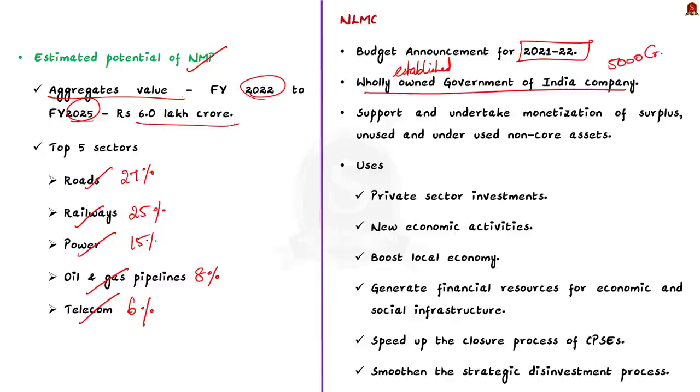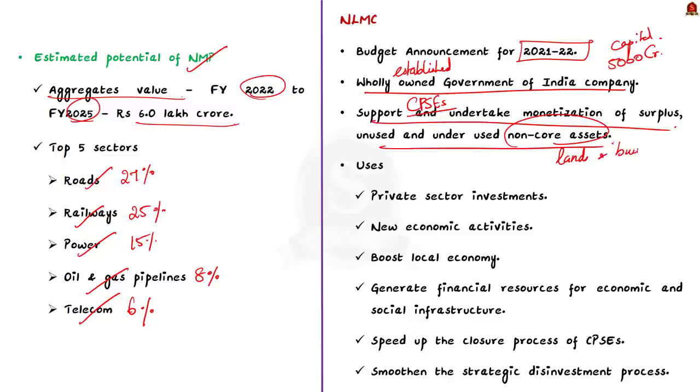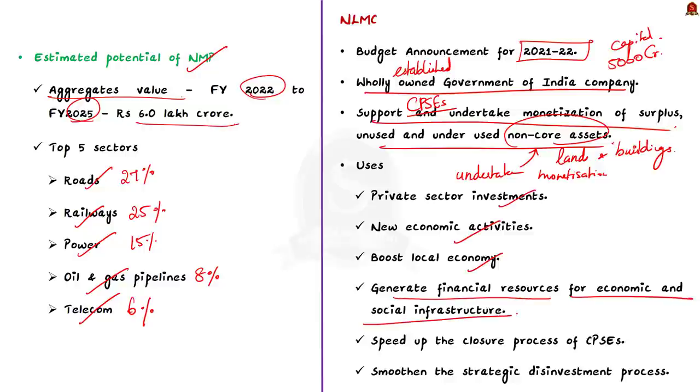See, at present, the CPSEs, that is the Central Public Sector Enterprises, hold considerable surplus, unused and underused non-core assets in the nature of lands and buildings. So, what will this NLMC do? It will support and undertake the monetization of these assets. This will also enable productive utilization of these underutilized assets to trigger private sector investments, new economic activities, boost the local economy and generate financial resources for economic and social infrastructure.